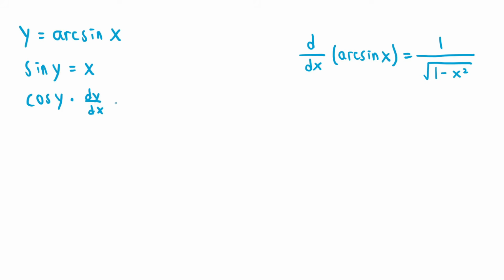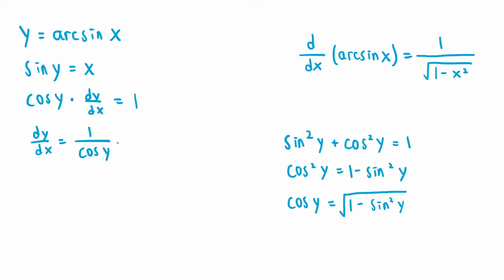On the right-hand side, the derivative of x in respect to x is just 1, so we have the equation cosine of y times dy by dx equals 1. If we divide both sides by cosine of y to isolate the dy by dx, we get dy by dx equals 1 over cosine of y.